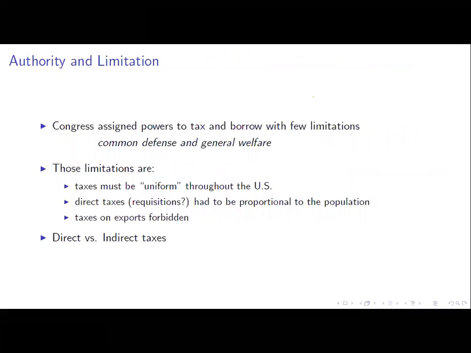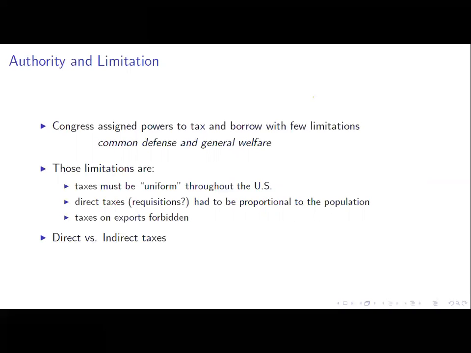So Congress is assigned the power to tax and borrow with very few limitations. And this phrase, common defense and general welfare, is going to be interpreted broader and broader. What Congress can spend on, for common defense and general welfare, it really doesn't preclude much of anything. It's hard to argue that something's not for the general welfare.